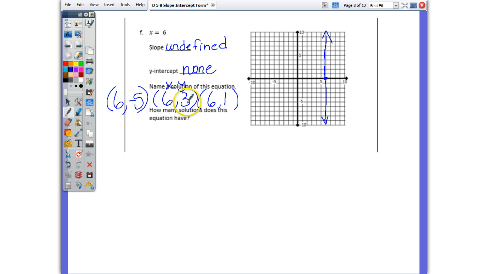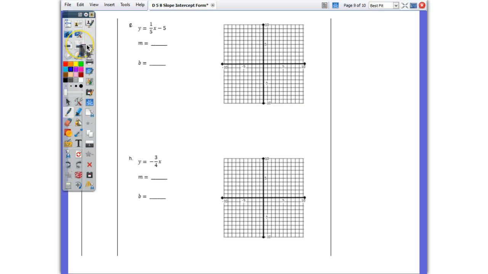If I put this up here, does 6 equal 6? Yep, x, y. Does 6 equal 6? Yes, it does. How many answers on this again? My Buzz Lightyear people. Infinite. Okay, two left and I think we're done.